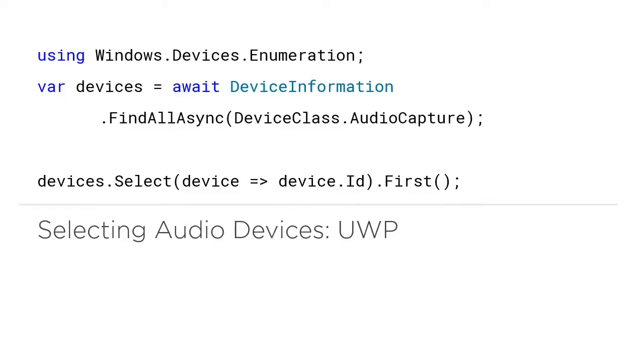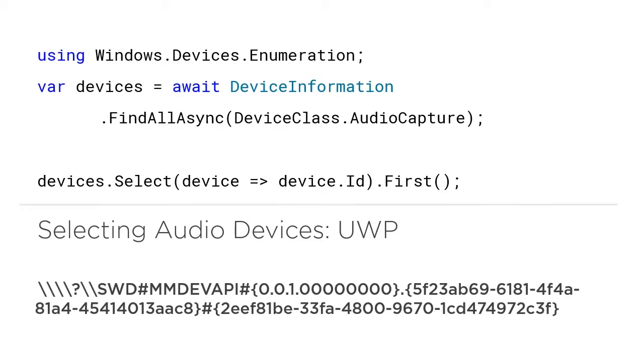For UWP, it is very simple to get the collection of audio capture devices. Use the DeviceInformation class from the Windows.Devices.Enumeration namespace. It has a method named FindAllAsync that takes the DeviceClass enumeration as a parameter to filter the devices for you. Once you have the collection of devices, you need to select the device you want to use, and that object has an ID property, which is the string that the FromMicrophoneInput method needs. Here's an example audio device ID for UWP.